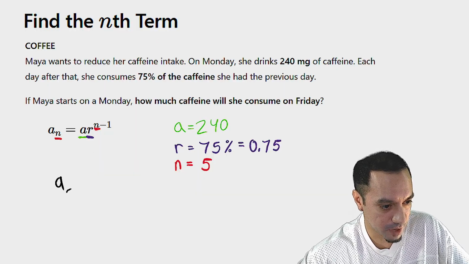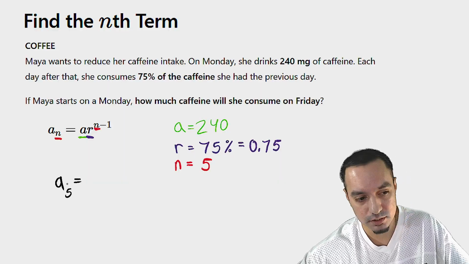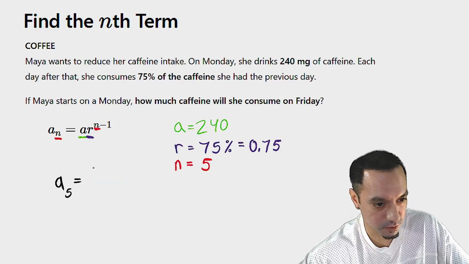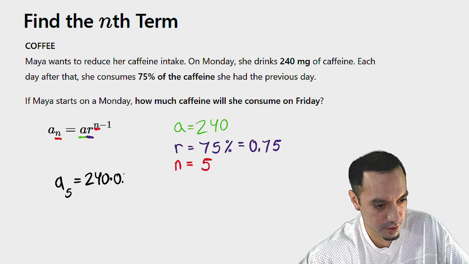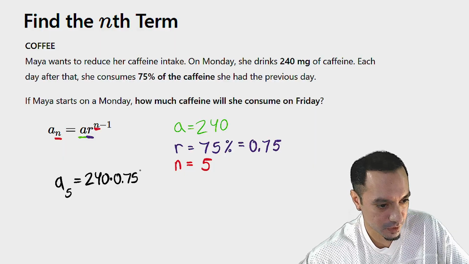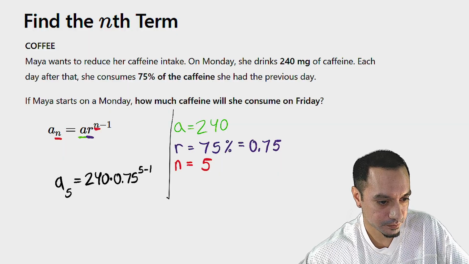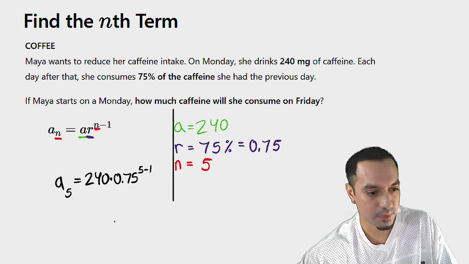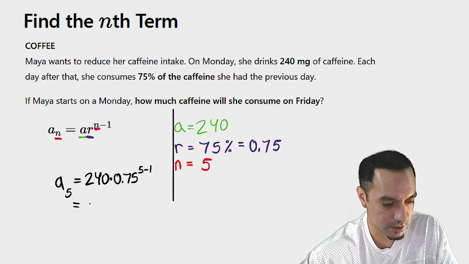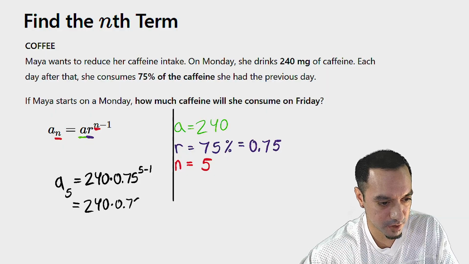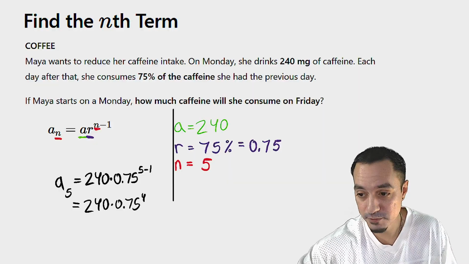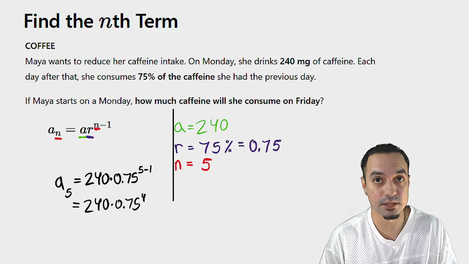So a sub 5, that is a label, sub meaning subscript. So a sub 5 equals 240 times the rate, 0.75 to the n. Oh, let me go ahead and plug in n. N is 5 minus 1. All right. From here, I could go ahead and simplify. So 240 times 0.75 to the 4th power. And then from here, I definitely advocate popping that into a calculator.